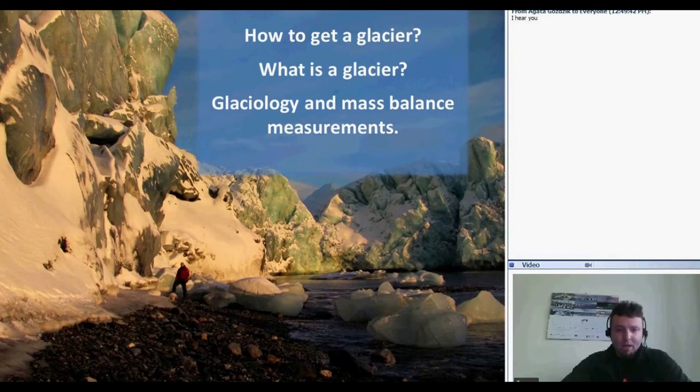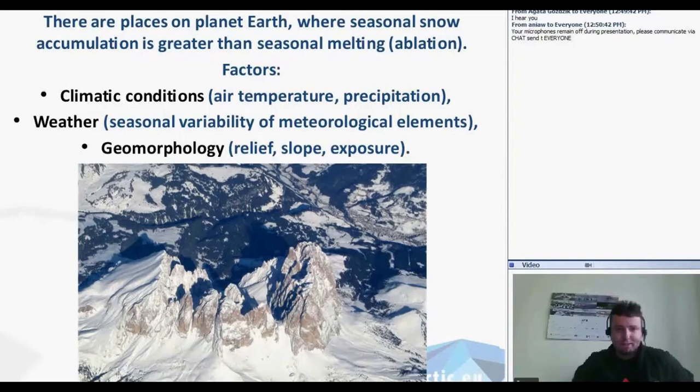I divided my presentation into a few parts. I'll start with information for you on how to get a glacier, so what's needed for a glacier to appear. Then I'll describe what a glacier is. Then I'll show you the methods of glaciology, so that's the science that measures the glaciers, and different measurements of mass balance. So we should start with the snow.